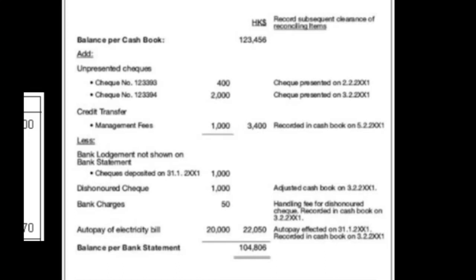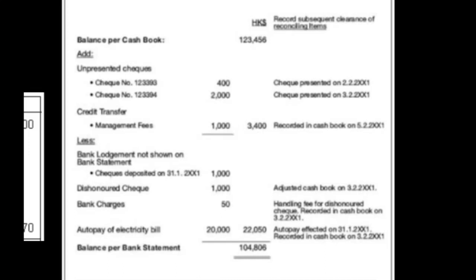Then credit transfer, management fee. The cash book has deducted the management fee from its books and it has not been deducted by the bank. It can be possible that the check has not arrived at the bank so far, or the check is in the clearance process and it shall be transferred but is not yet transferred. So what will the company do? The company will add it back into its books to get the equal balance as the bank has.